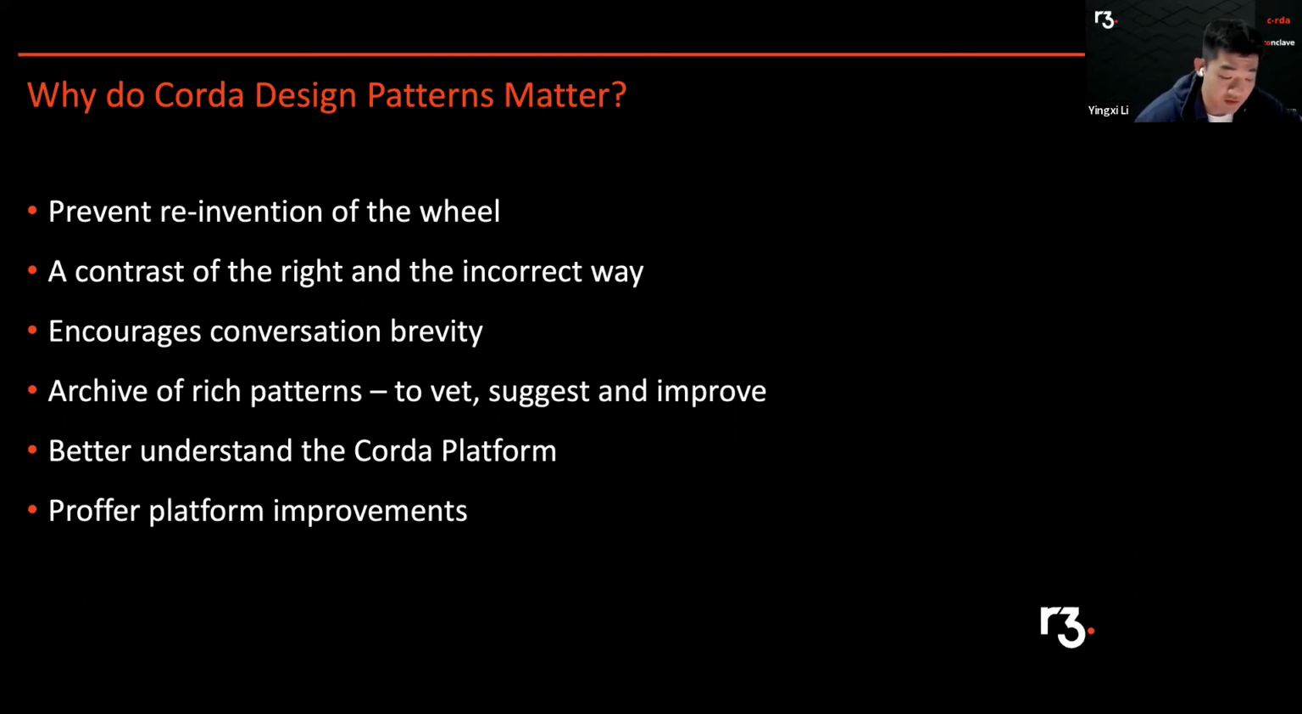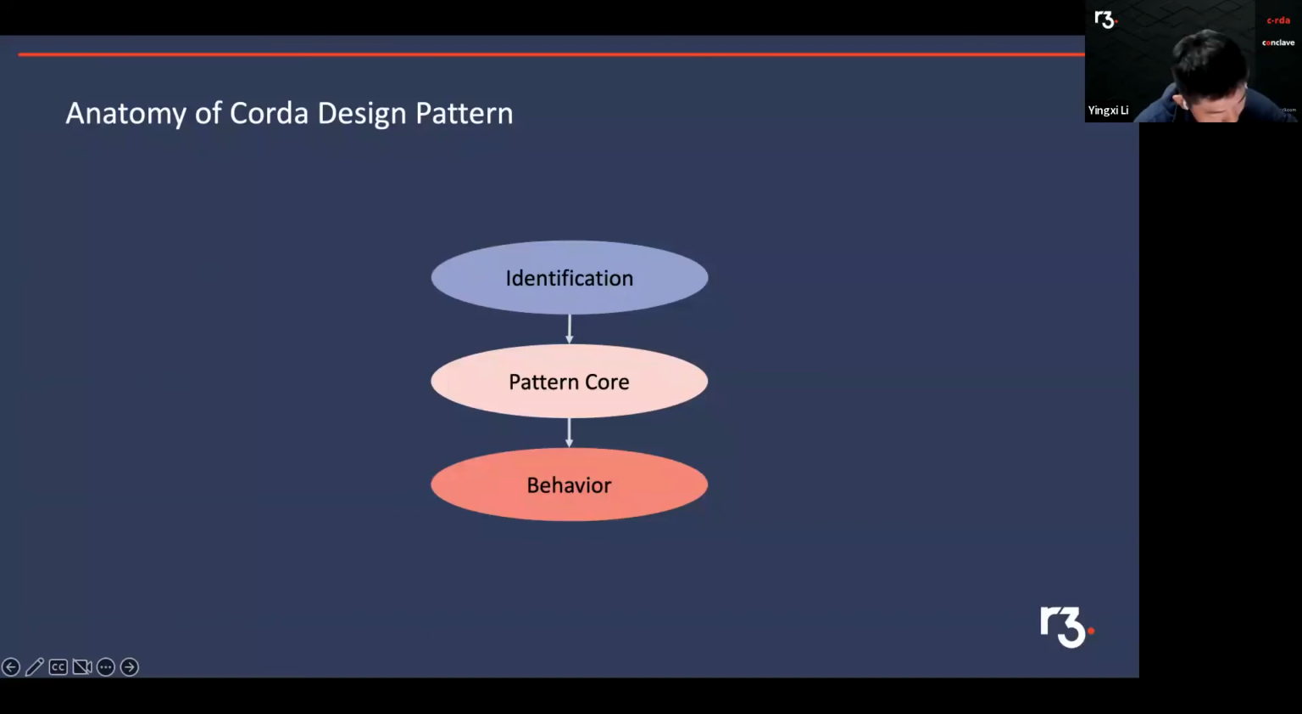And what in terms of patterns, then what is it? So we want to look at it from the 3 angles, or from 3 perspectives, coming up with your Corda design. So the first one is identifications, the second one is pattern core, and last one is behavior. So those are the 3 angles we would recommend if you are building a production ready Corda app. Those are the 3 aspects to think about the problem.